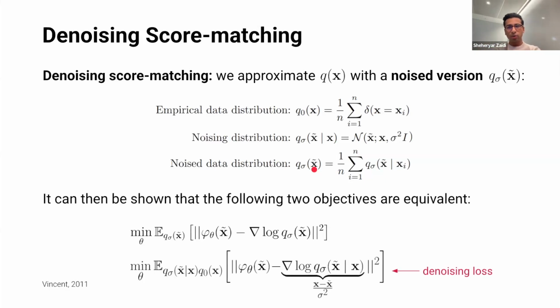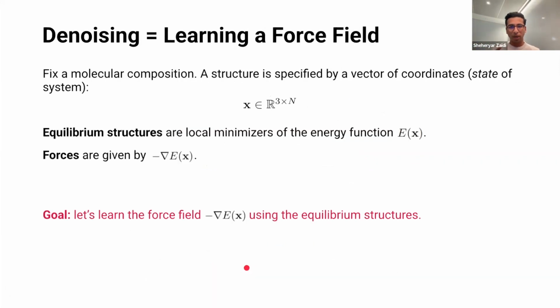The main reason you do all of this is that replacing Q with Q sigma, i.e. the noised version, makes this objective function more tractable, and it turns it into a denoising loss. This was shown by Vincent in 2011, and it kicked off the initial score-based generative modeling work. So this is just some background, and I'll tell you how this relates to our setting.